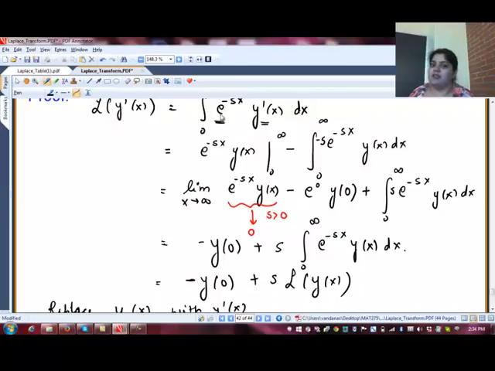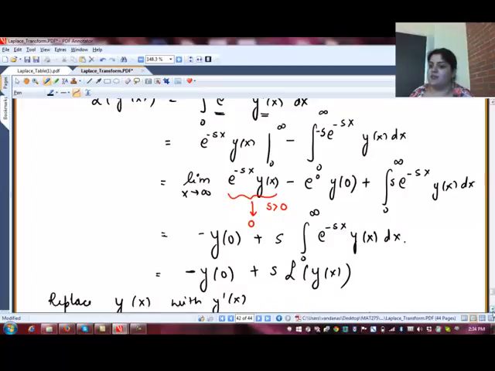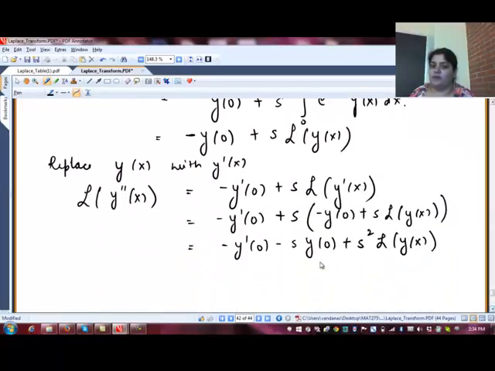The reason this is happening is because the Laplace transform is linear. That's the reason. If it's a non-linear function, then there might be some problems here. At any rate, now you have these two expressions. You apply this in the differential equation and you get an algebraic equation.